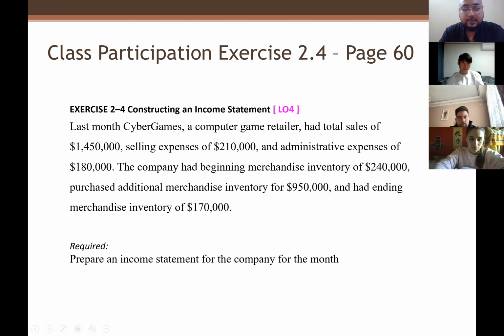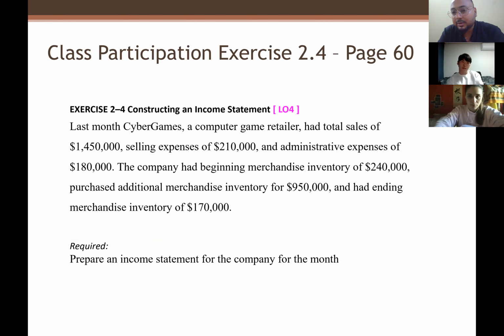So let's just talk about this. Constructing an income statement. Last month, a cyber games or computer games retailer had total sales of 1.45 million, selling expense of 210,000, administrative expenses of 180,000. The company had beginning merchandise inventory of 240,000, purchased additional merchandise inventory for 950,000, and had ending merchandise inventory of 170,000. You are requested to prepare an income statement for the month.